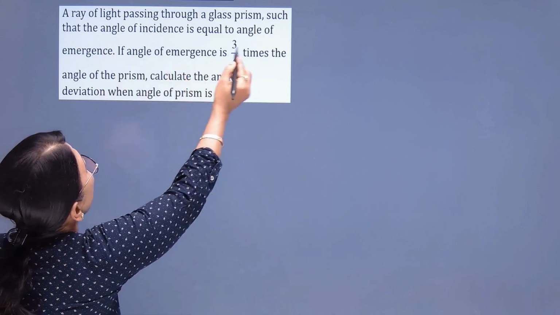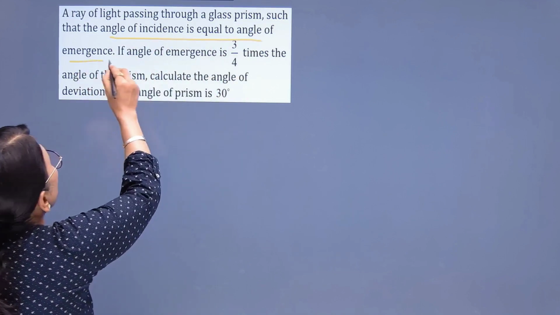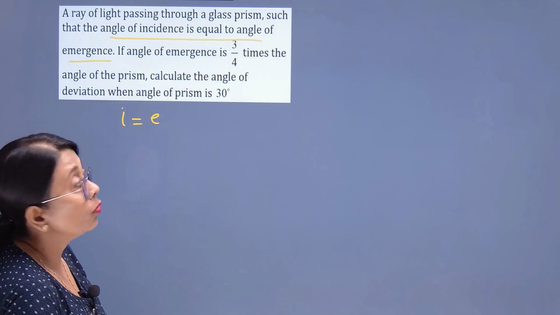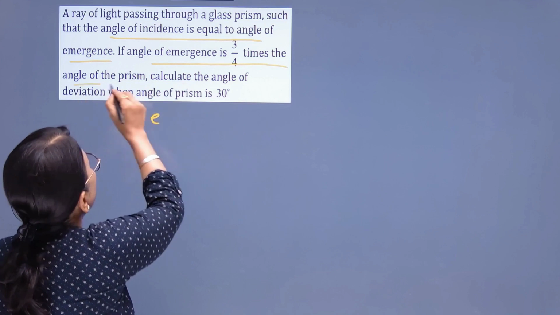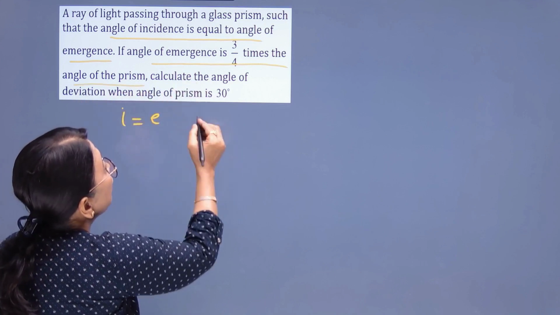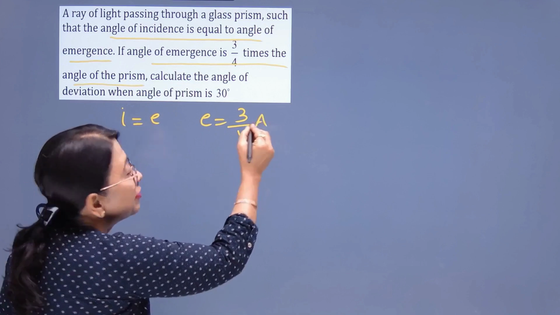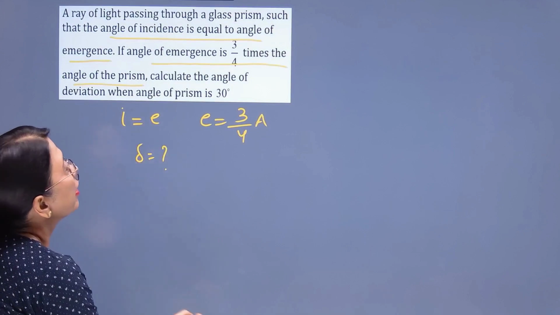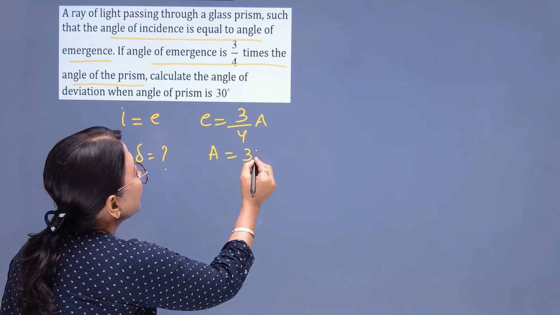A ray of light is passing through a prism such that the angle of incidence is equal to the angle of emergence. मतलब I is equal to what? E. It's given to you. Then the angle of emergence is 3/4 the angle of prism. That means angle of emergence E is 3/4 of A. This is also given to you. Next, find the angle of deviation. You have to find out, find out करना है. और दिया क्या है? Angle of prism is given as 30 degrees.